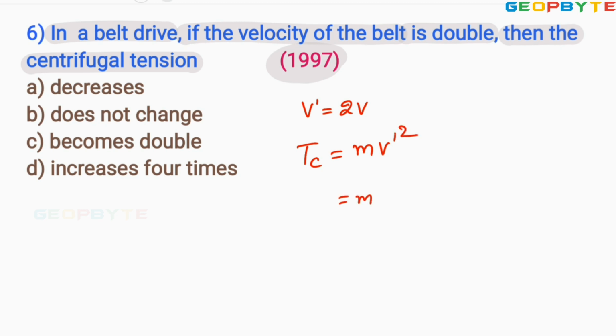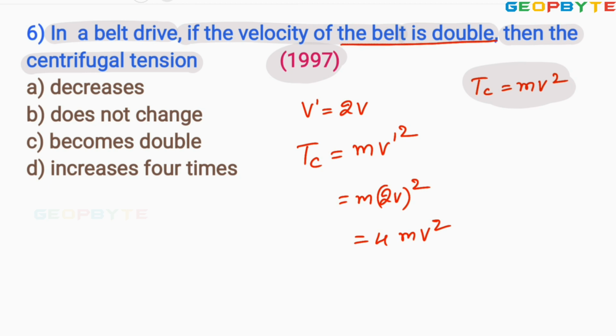M into V dash equal to what? V dash equal to 2V whole square. It is equal to 4 times the mv square. The normal centrifugal tension is equal to mv square. Since normal centrifugal tension is mv square, when the belt velocity is doubled, the centrifugal tension is increased by 4 times mv square. Therefore, centrifugal tension is increased by 4 times. Option D is absolutely correct.